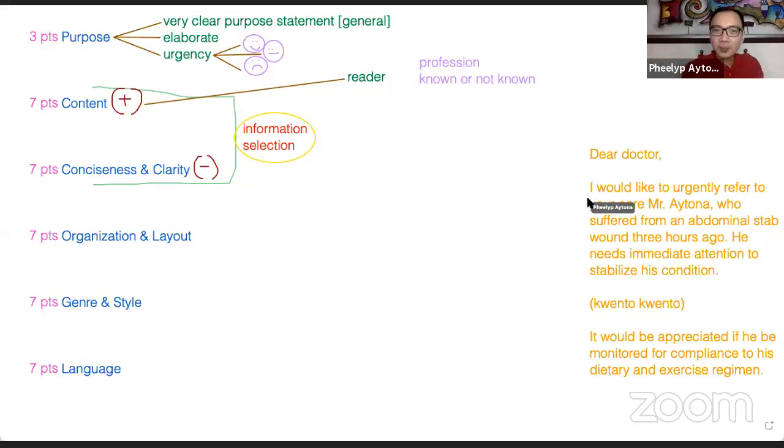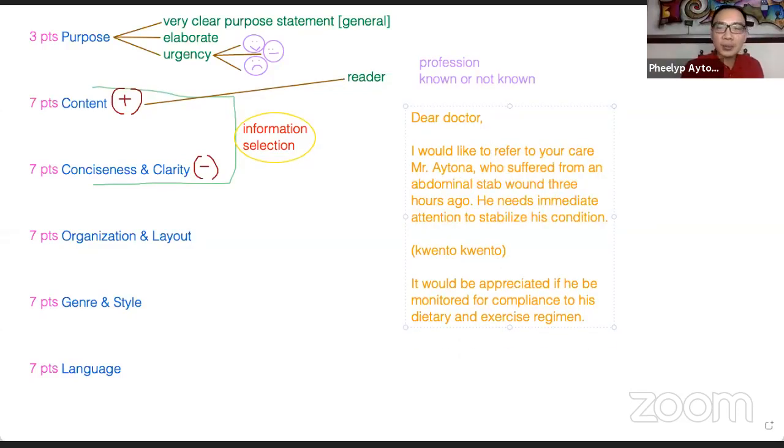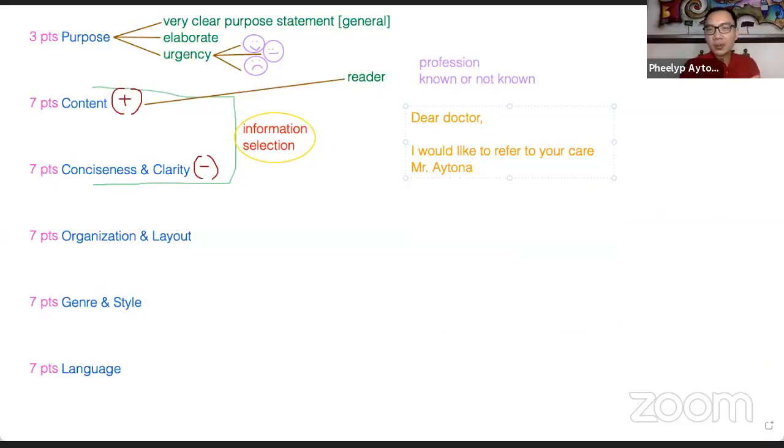because these are things that the people over there would not know because they happened in the hospital. Something like that. So when we look at our example here, "Dear doctor, I would like to urgently refer to your care, Mr. Aytona." What does that sound like to you? First time or not first time? First time. Yeah, first time. Correct.